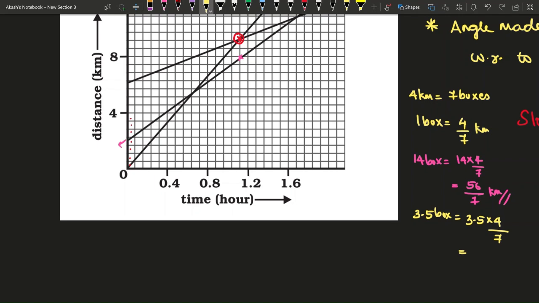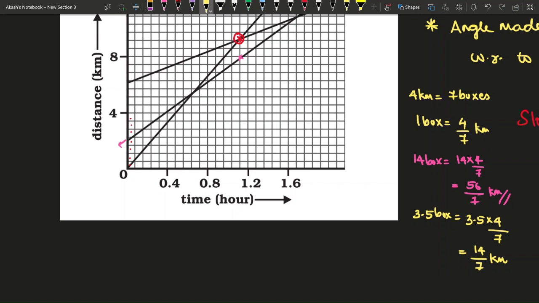So we know that 3 into 4 is equal to 12. 0.5 into 4 is equal to 2. 12 plus 2 is equal to 14. This is equal to 14 by 7 kilometer. So the initial starting point is 14 by 7 kilometer.